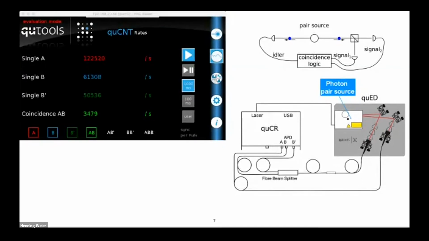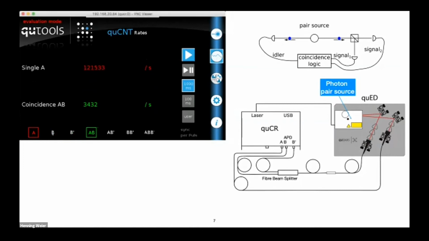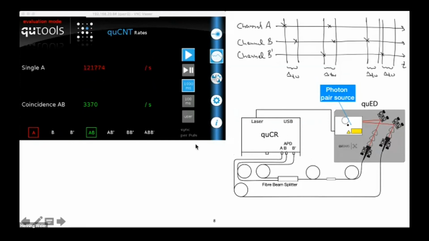Okay, now you should see the screen again. So we still have the same number of singles in detector A. We now have about half of the singles in detector B and a little bit less than half of the singles in detector B prime. So it's not a 50-50 beam splitter, but rarely are things perfect in the experimental world. So this is what we have here. Now, we don't really care about these single events anyway.